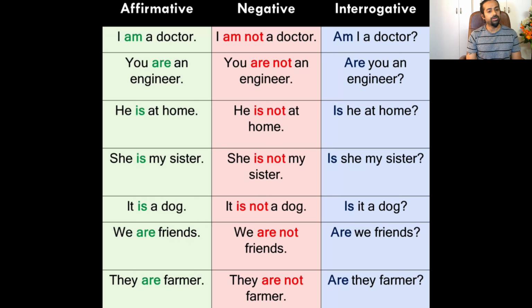Now let me give you a few more examples related to affirmative, negative, and interrogative. See here, affirmative: I am a doctor. In the negative way, how will you say it? I am not a doctor. Interrogative: Am I a doctor? Second one, you are an engineer. That is affirmative. Negative: you are not an engineer. And interrogative: are you an engineer? You are asking. So my dear friends, there are a few more examples which I have shared. You can pick this up and learn.